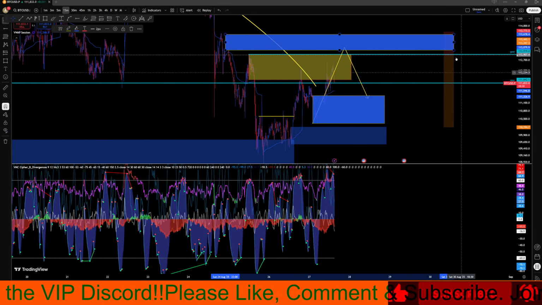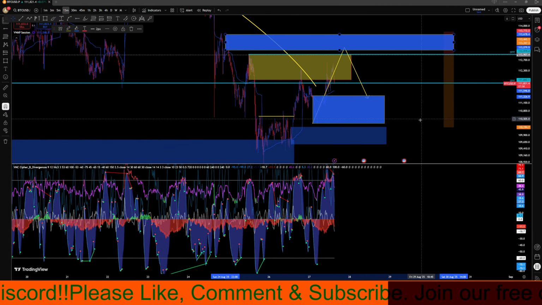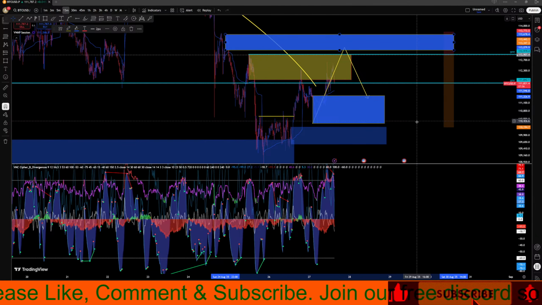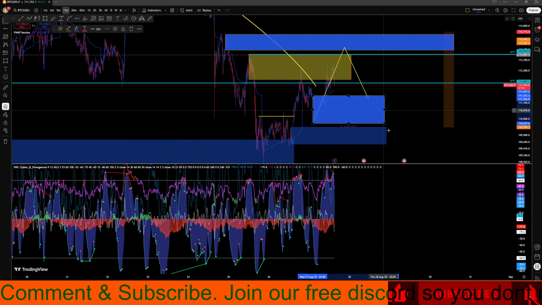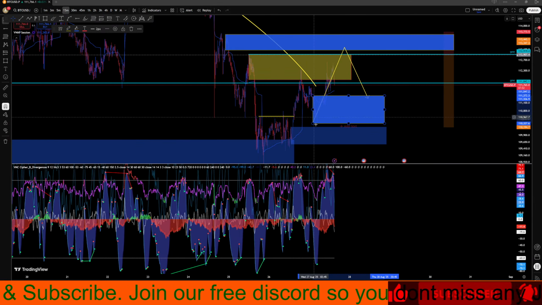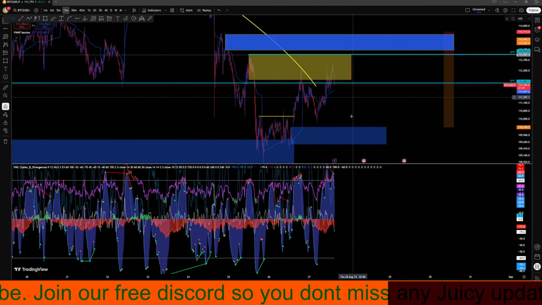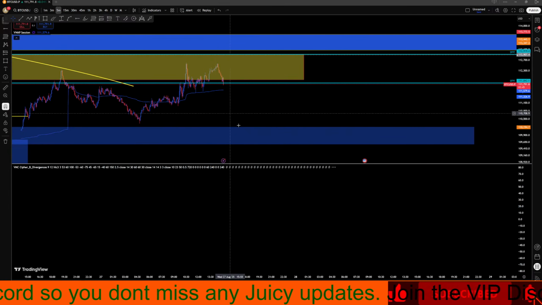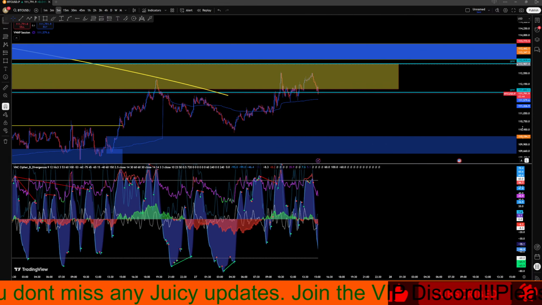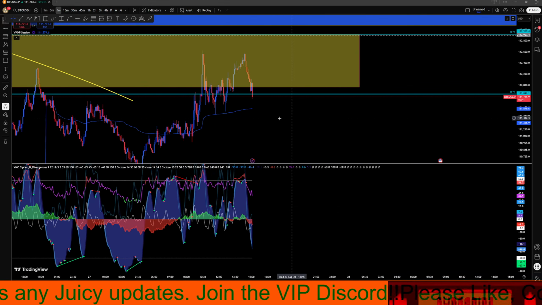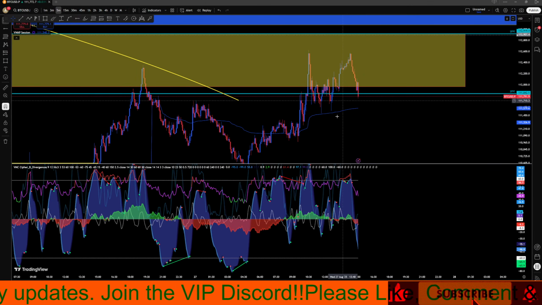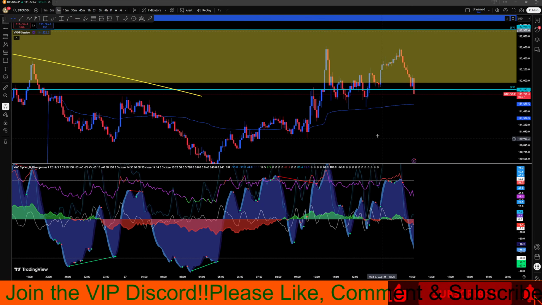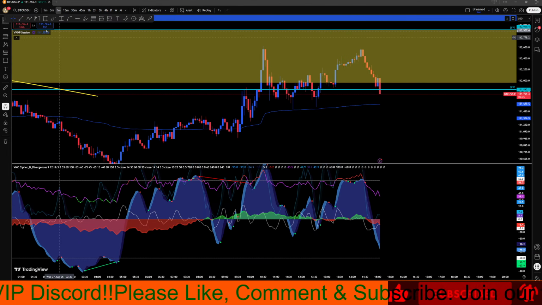Basically this would be a short trade right here, and this long trade would be if we push higher. This is not what you're looking to long right now. That is only if we start pushing higher. Yeah, this doesn't look too good. Let's find our structure here.